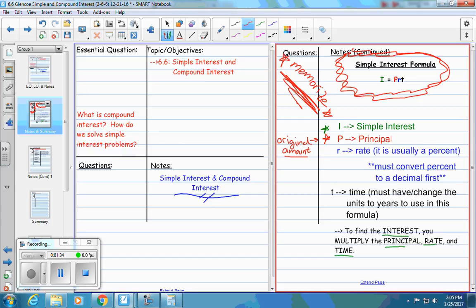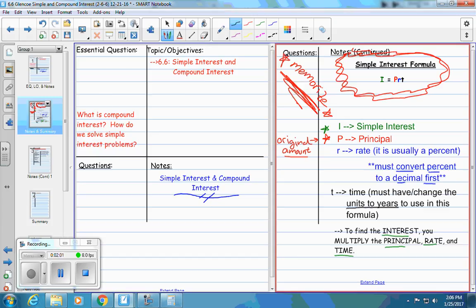And just like our percent equation, to use the rate or the percent in this formula, we have to make sure that we convert the percent to a decimal first. And then, if we ever use this formula backwards, solving for the rate, we're going to have to change the decimal into a percent. The T stands for time, and it's really important to understand that you have to have units of years for the time to work.